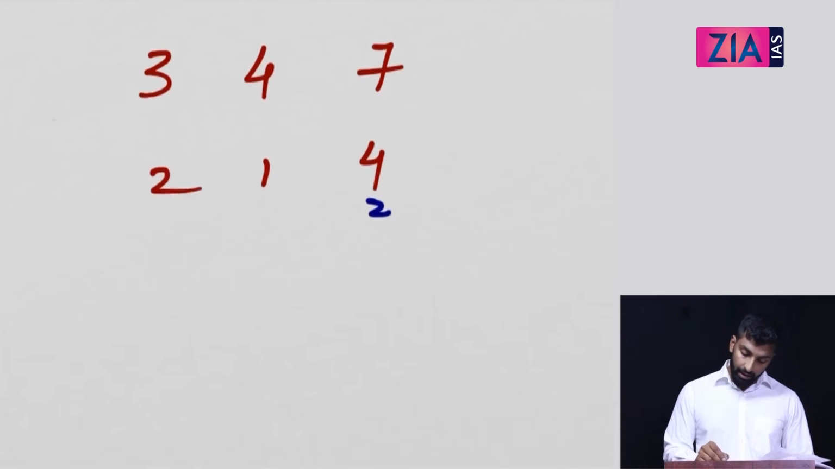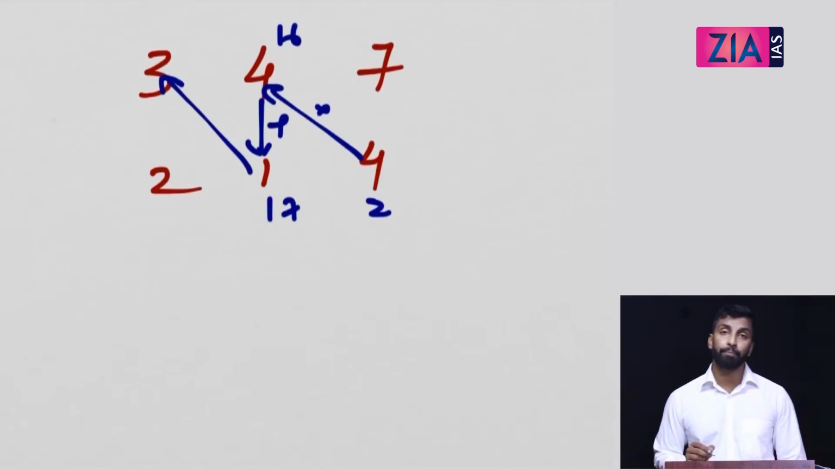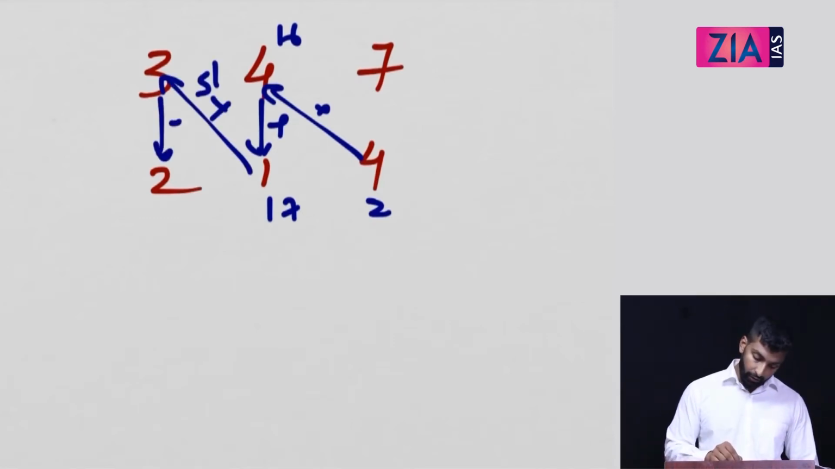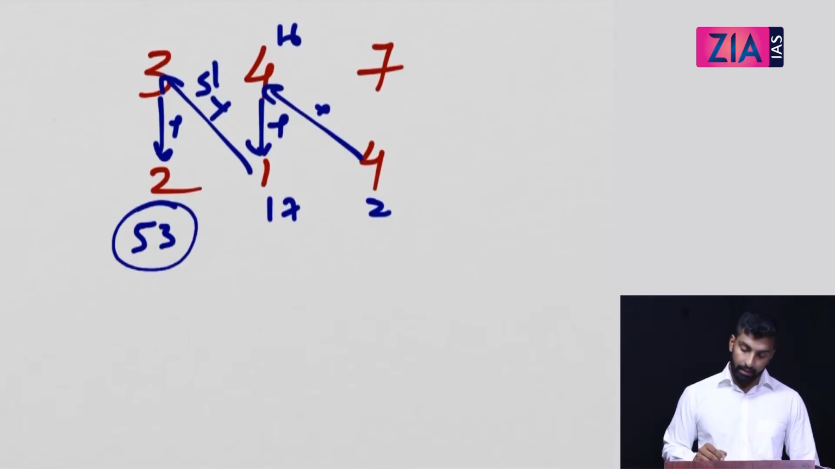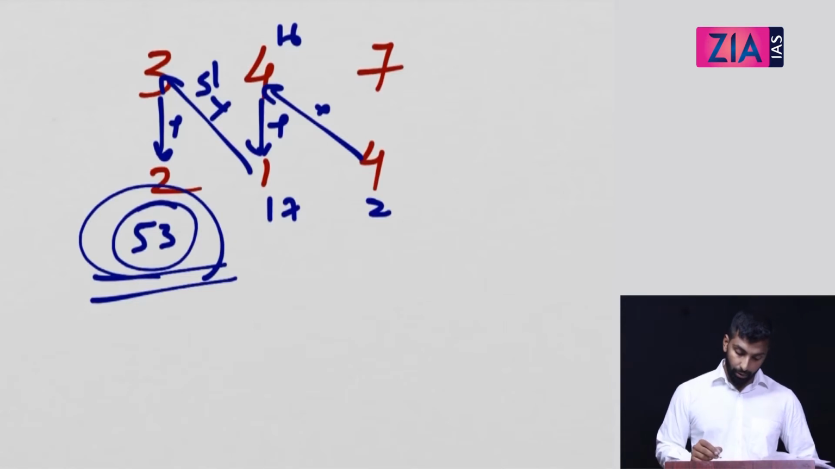You will start from here, diagonally you will multiply, and vertically you will add. Then again you will multiply, 51. Then vertically you will add, you will get 53. So what is the first possible number? 53 is the first possible number.